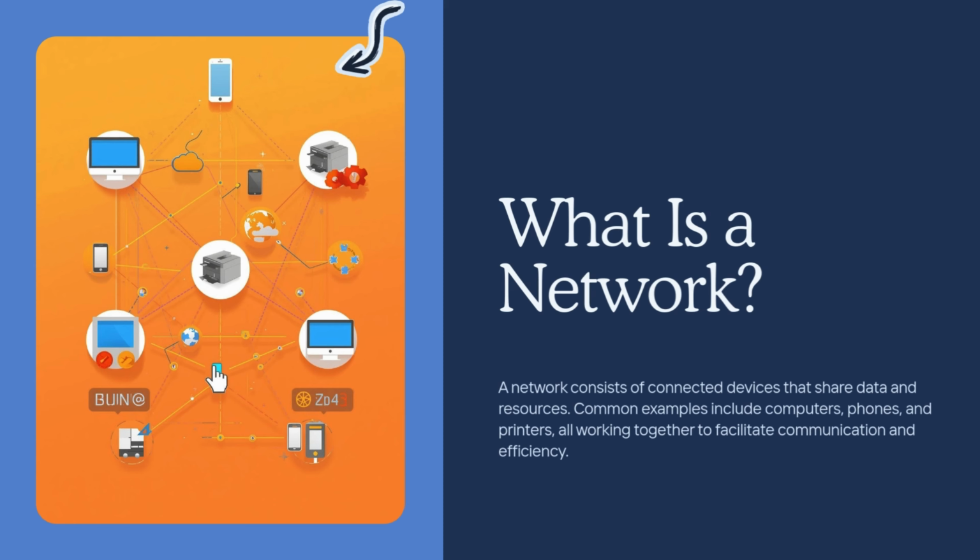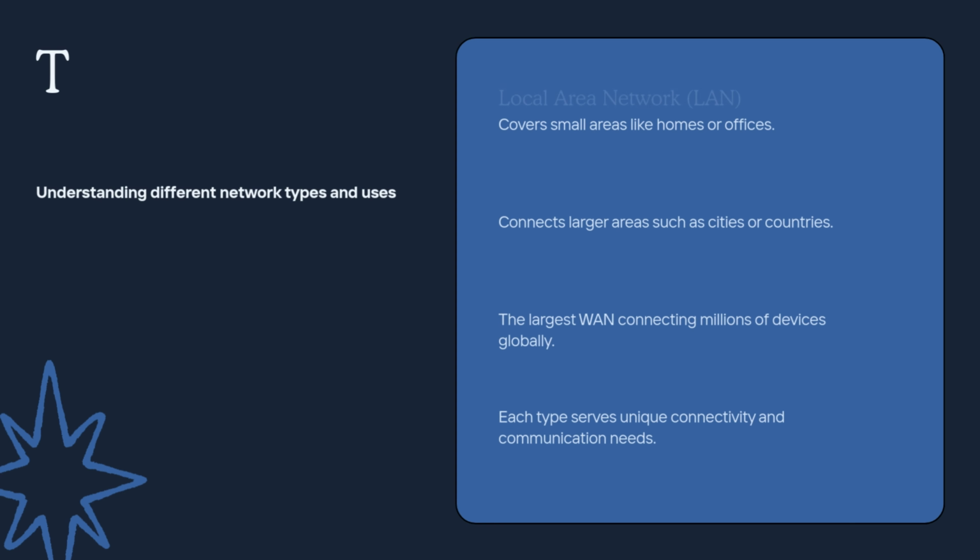At the first point, we want to learn what is a network. A network is basically a group of devices that are connected together so they can share information. These devices can be computers, phones, printers, or anything that communicates digitally.